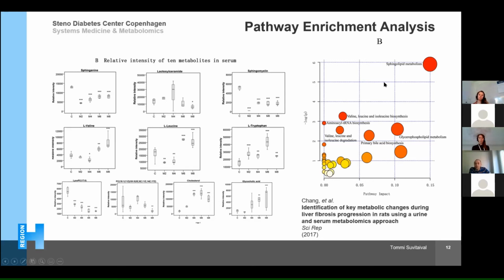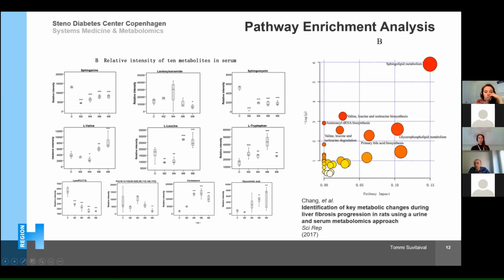each square is a rectangle, sorry, circle is one pathway, and the y-axis shows the significance of that pathway. So we have some valine amino acid pathways changed, as is shown here in these individual metabolites. And then we have a lot of pathways that are not really changed. They are just here around zero. So some individual metabolites might be changing in those two, but not really overall.